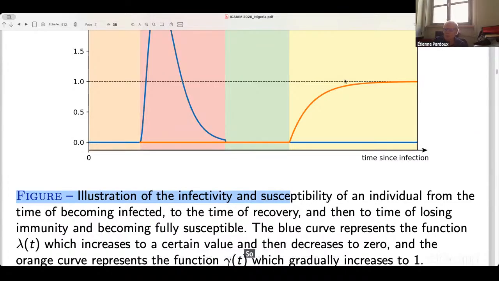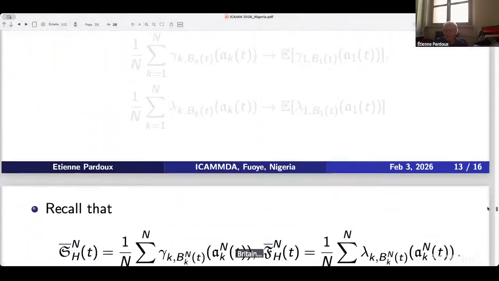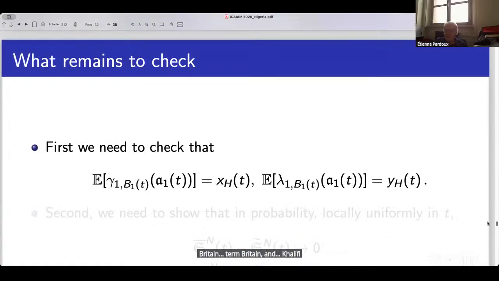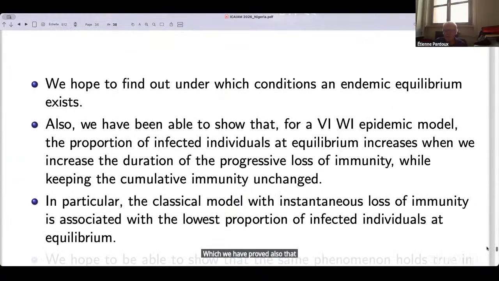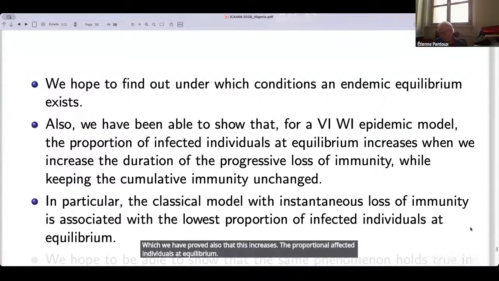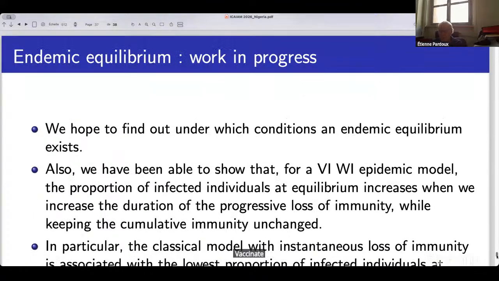So if you compare between immediate loss of immunity and progressive loss of immunity, but of course with the same cumulative immunity, if not, we are cheating, then it is a fact. In fact, the first who noticed that are Tom Britton and Khalifi. It is a fact which we have proved also that this increases the proportion of infected individuals at equilibrium, which also changes the proportion of people you must vaccinate if you want to avoid epidemic.